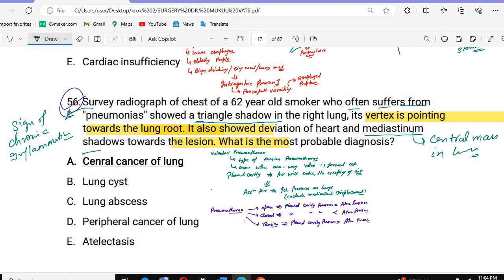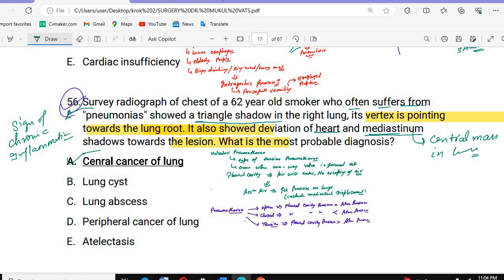And the classical radiographic finding in cancers, the malignant tumor. Remember, these malignant tumors arise in the central airway of the lungs, such as the bronchi. Due to this, in these patients we will see deviation of the mediastinum, and deviation of the heart is also seen, because the tumor is present at the lung roots. So that's why we will go for the central cancer.